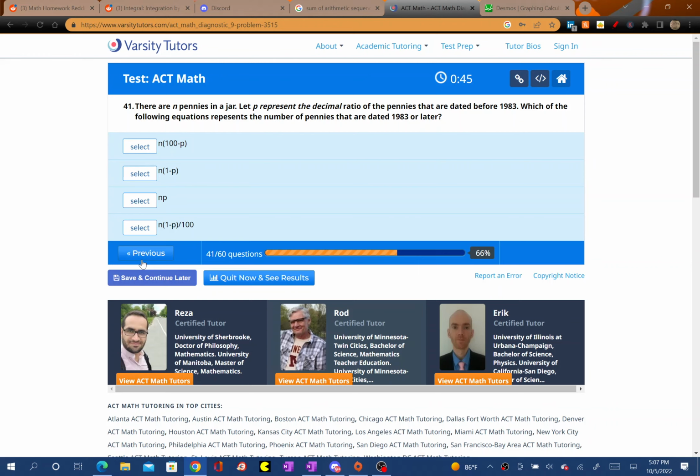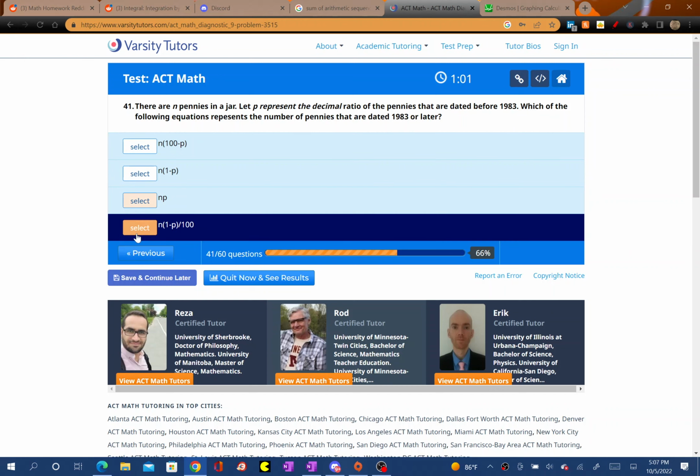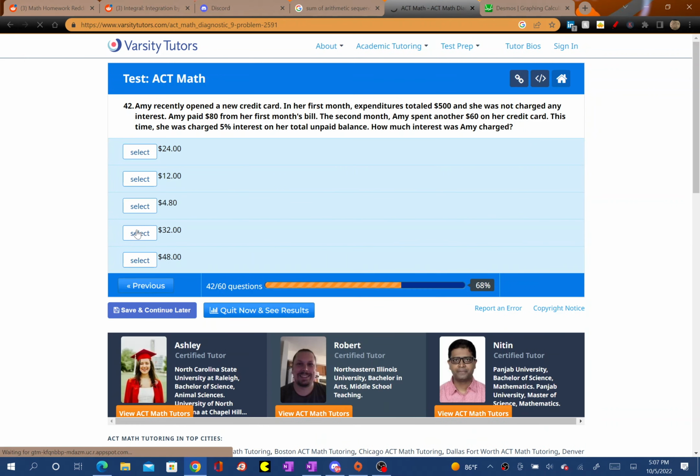So there are n pennies in a jar. And P is a decimal ratio of pennies that are dated before 1983. Oh gosh, I'm gonna go with the last one. That looks the most promising.